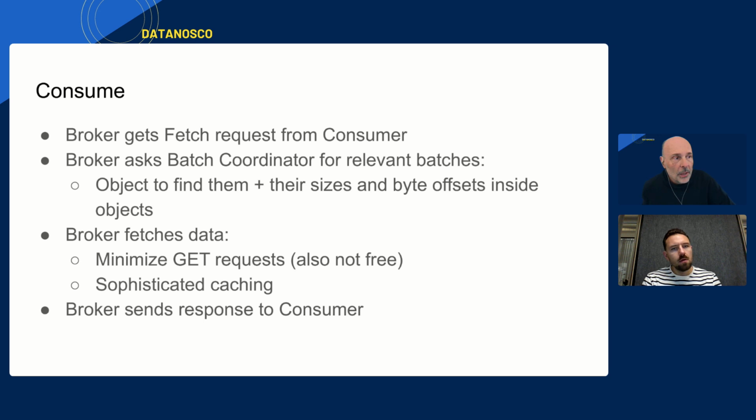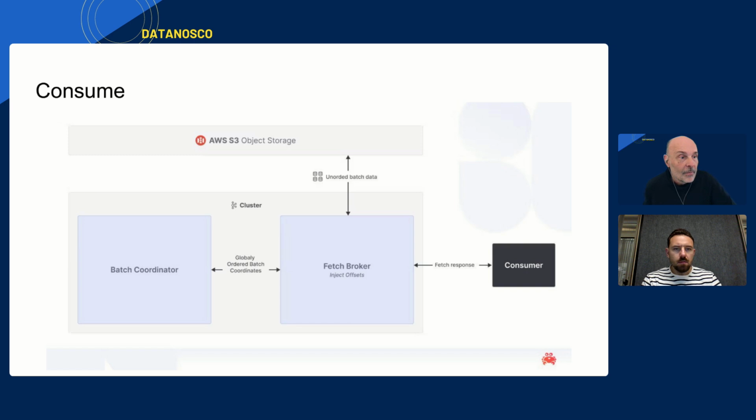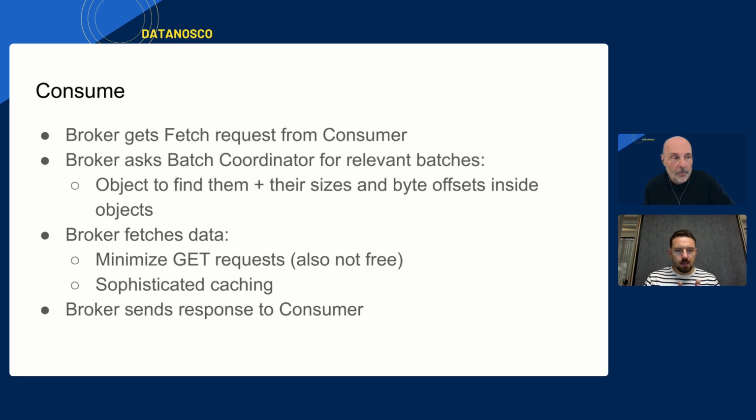Here we have this consume part, the second part of the mechanism. Consuming is simpler because now we have data somewhere on object storage. So when the consume request, the fetch request, comes to the broker, it consults a batch coordinator. Batch coordinator, well, I haven't mentioned it yet. It's the thing that is responsible for ordering of batches. In Kafka, everything is about order, right? We have a log abstraction, and in the log, every record has a designated place called the offset.